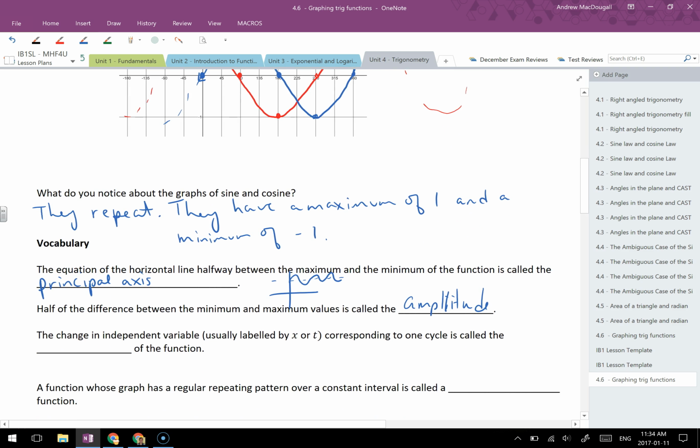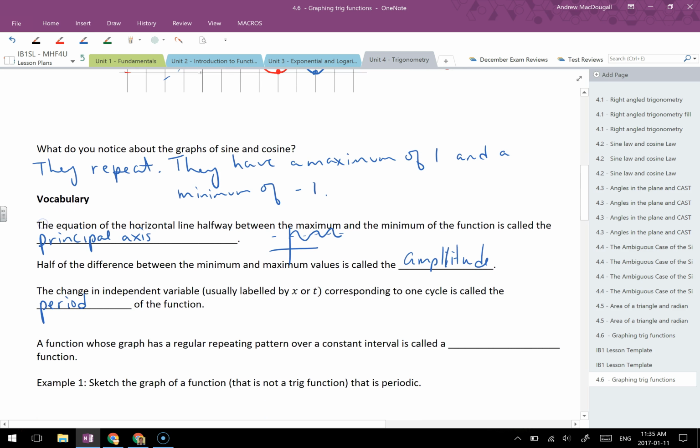The change in independent variable corresponding to one cycle, so how long before it starts repeating, that is called the period of the function. And any function whose graph has a regular repeating pattern is called a periodic function.